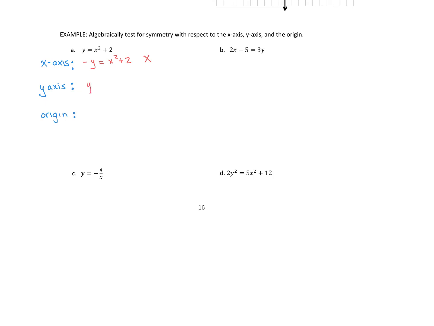If I replace x with a minus x, on the other hand, minus x squared is just the same as x squared. And so we do have y-axis symmetry. And if I replace them both, we can see again that it's changed because of this, and we do not have this. So in this particular case, we have y-axis symmetry.